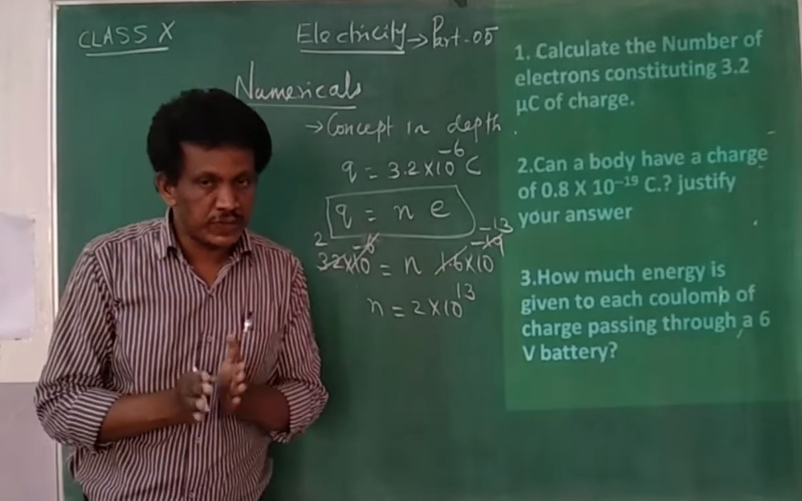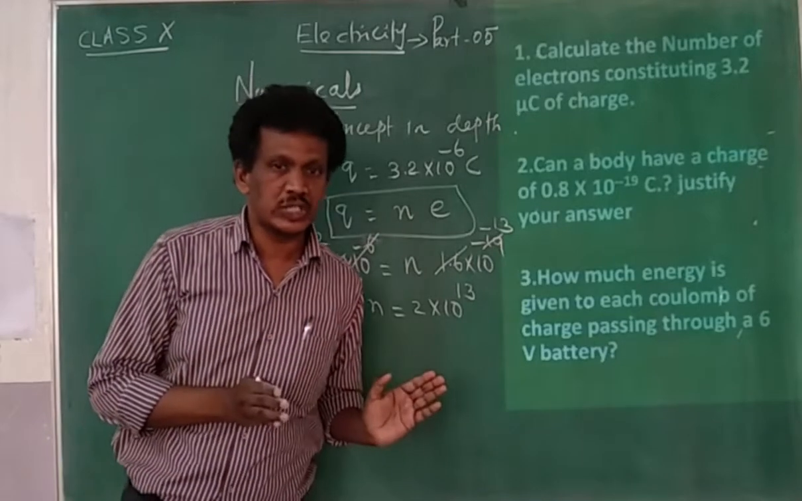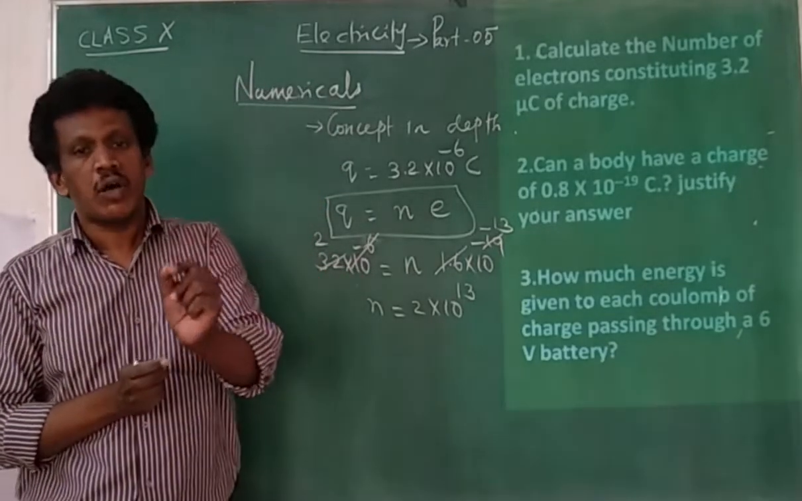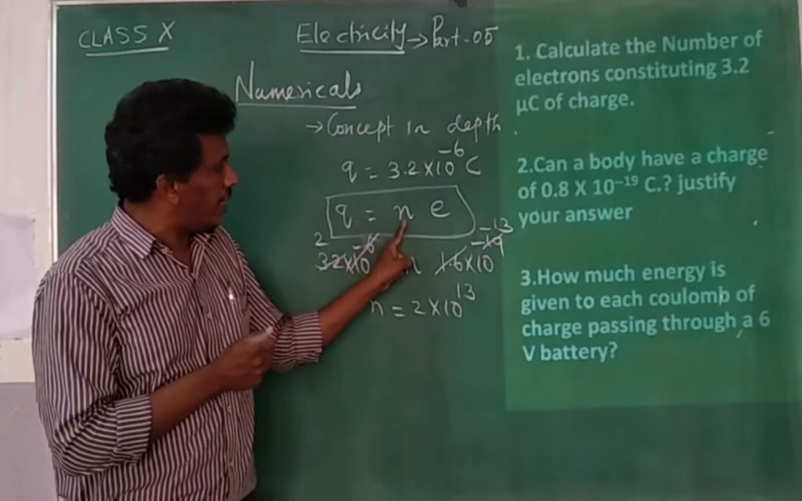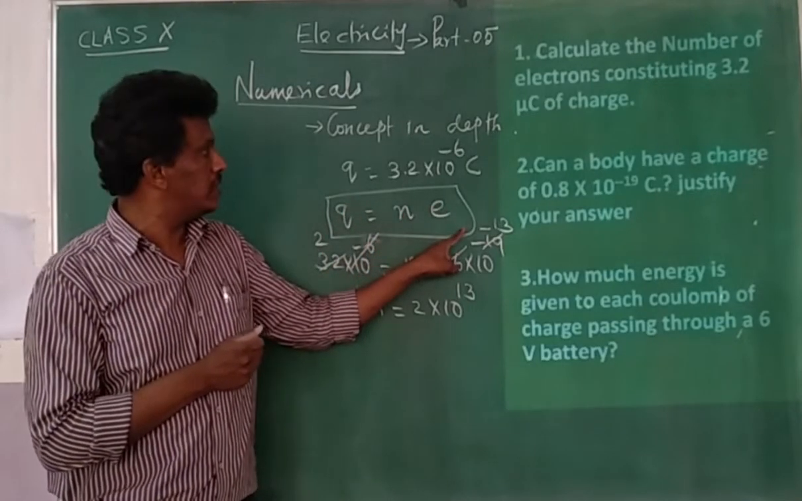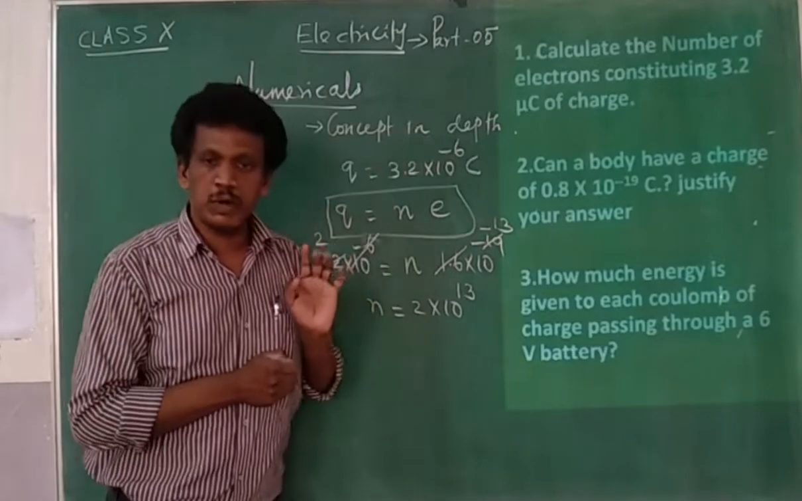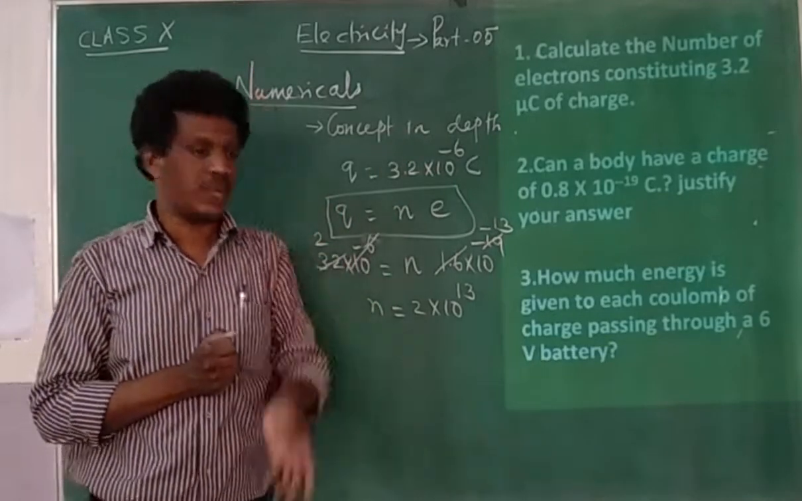I think the concept is very clear. What did you learn in this question? Quantization of electric charge. Electric charge can exist only in integral multiples of the elementary charge. When I discuss question number 2, you will understand it still better.